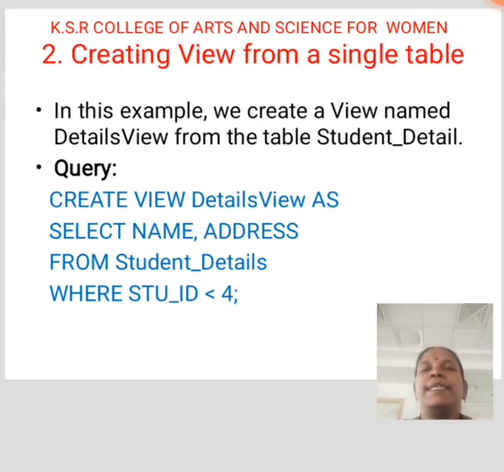Creating view from a single table. In this example, we create a view named details view from the table student details. Query: create view details_view as select name, address from student_details where student_id less than 4.